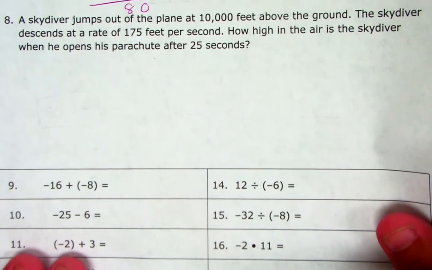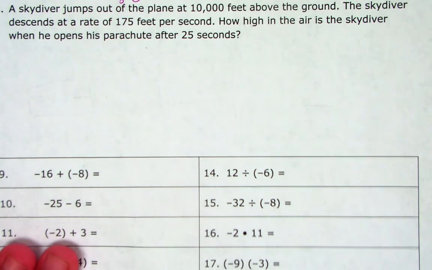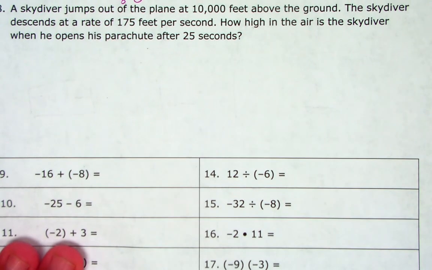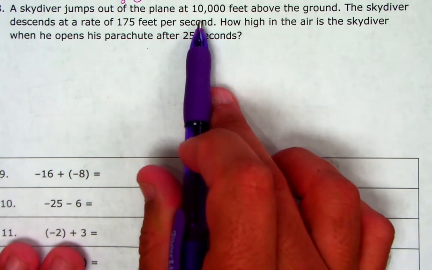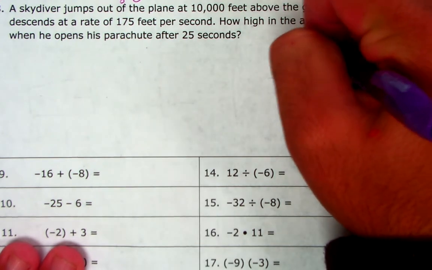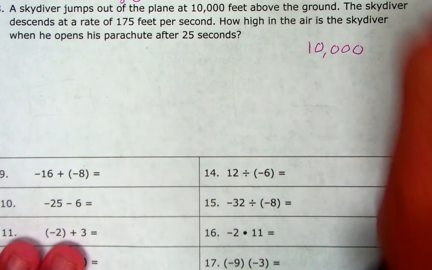Number 8. A skydiver jumps out of the plane at 10,000 feet above the ground. The skydiver descends at a rate of 175 feet per second. How high in the air is the skydiver when he opens his parachute after 25 seconds? Well, this is going to be a multi-step problem. We know that he is 10,000 feet above the ground. So I'm going to write that off here off to the side.